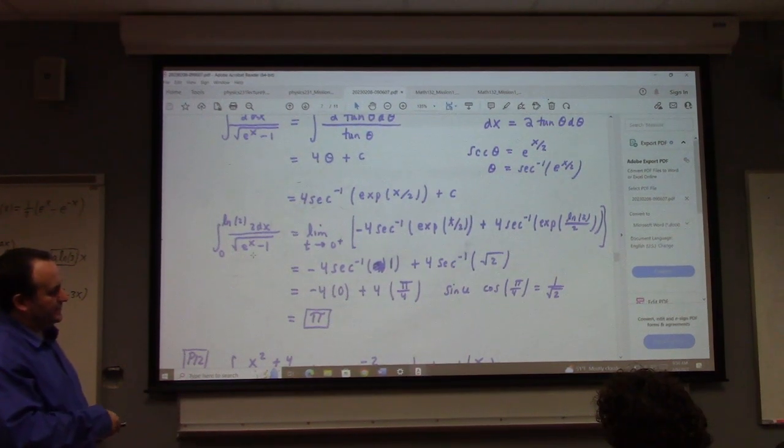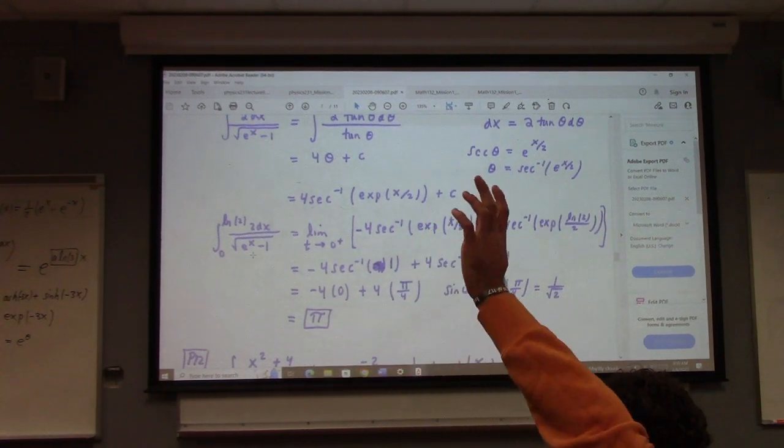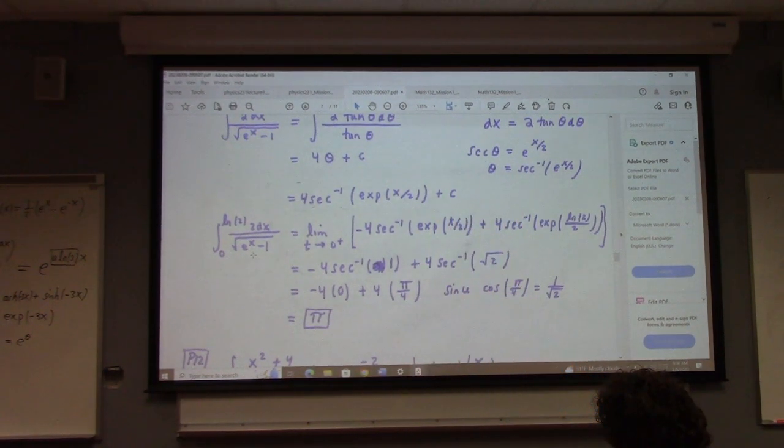And so, I mean, Dr. Sperano is just proud of the fact this works out to pi. Anyway, yeah. You could just make a u substitution on that, right? A u substitution on this? Oh, I don't think so. But the square root of e to the x minus 1.